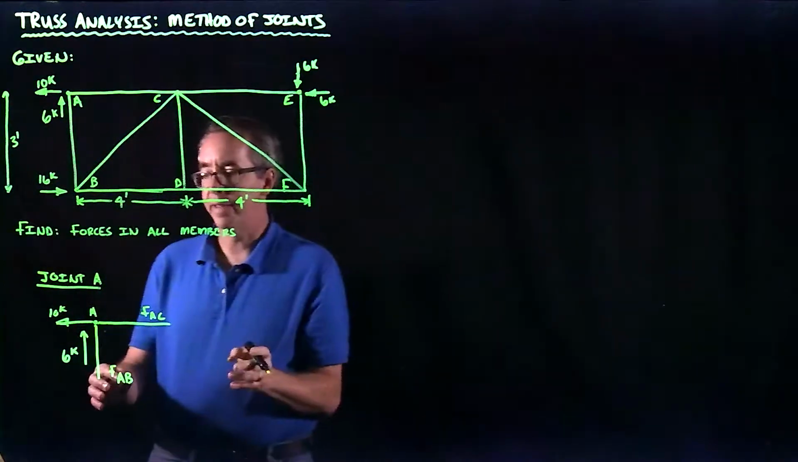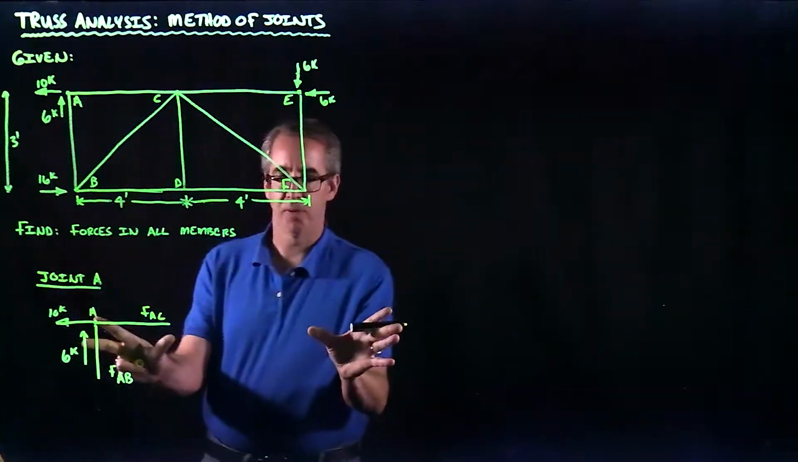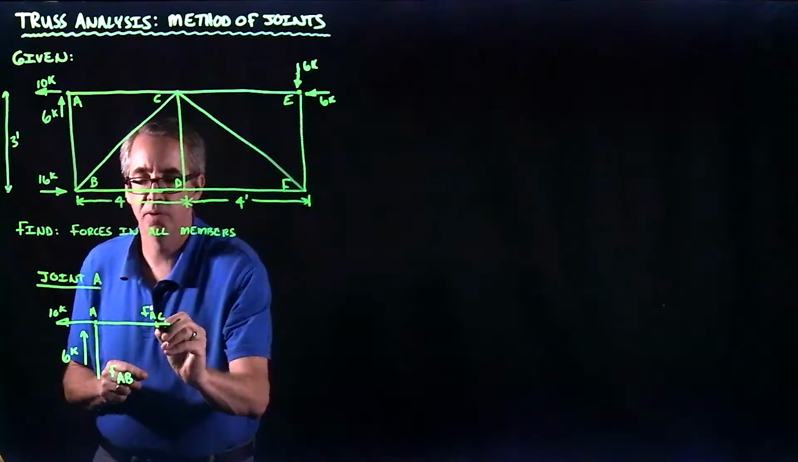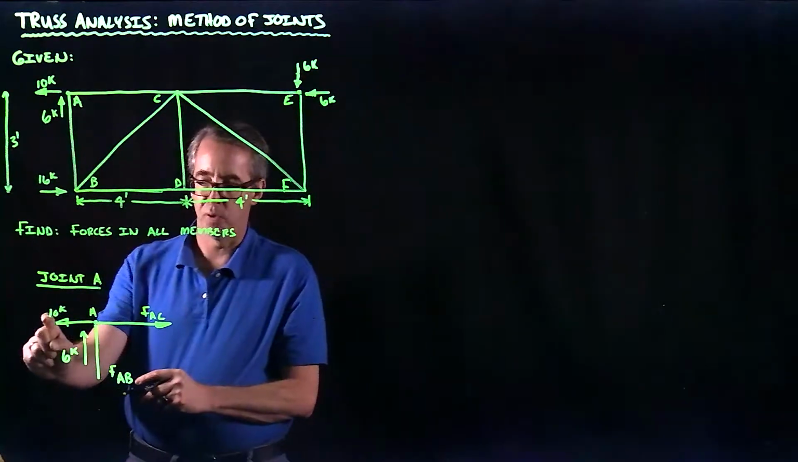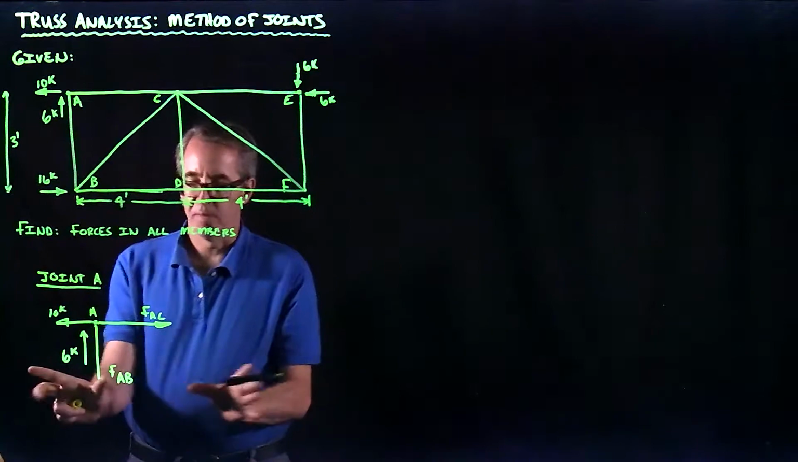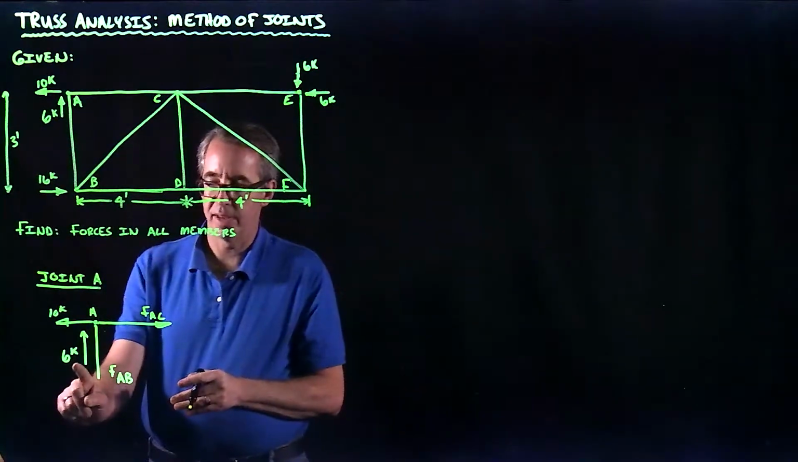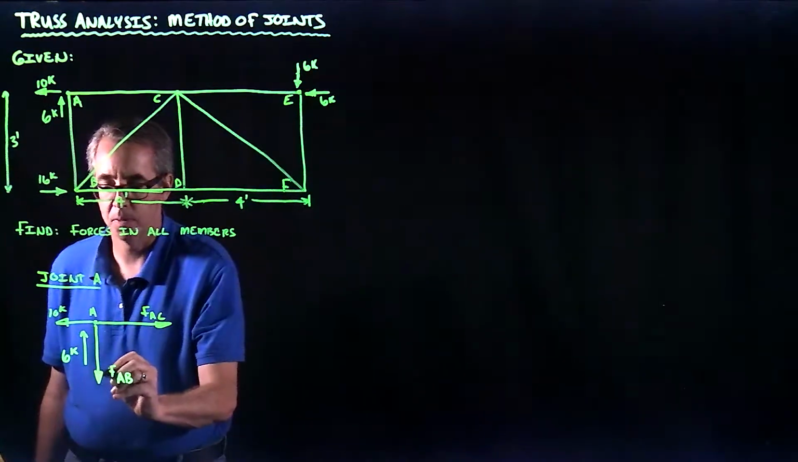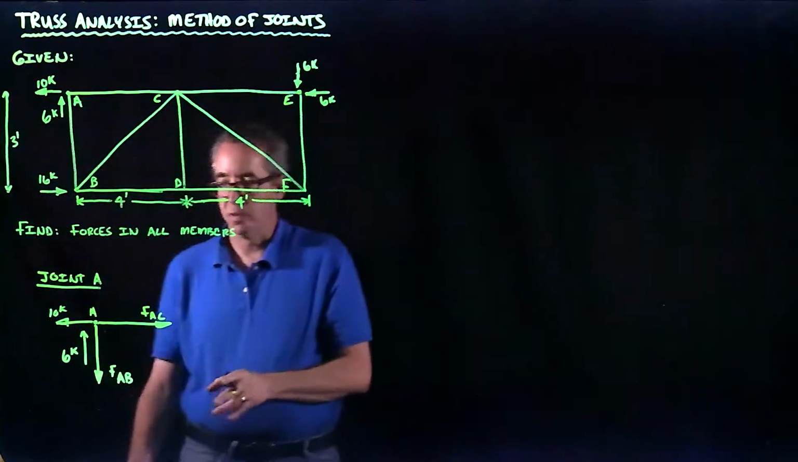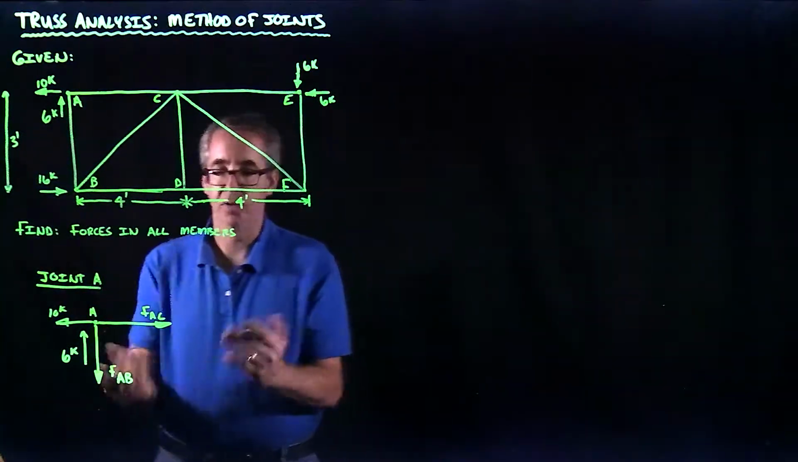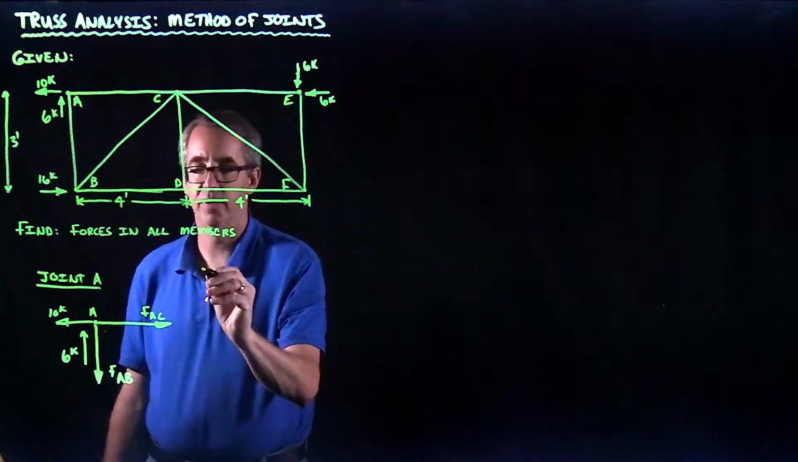Now, looking at this from a horizontal perspective, I can see that this force AC is going to be going to the right, or it's going to be in tension, since the only other horizontal force I have is going to the left. Likewise, from a vertical perspective, if I have a force of 6K going up, I know that this force has to come down. So now that I've drawn the joint and I've drawn my known forces and the forces that I'm solving for, let's just go ahead and apply the equilibrium conditions.